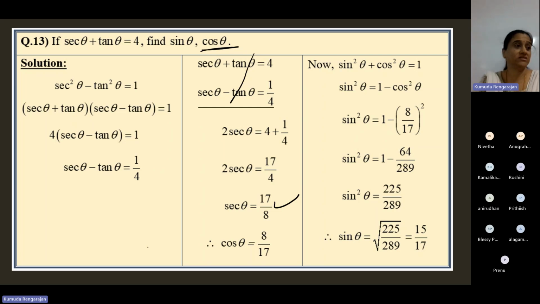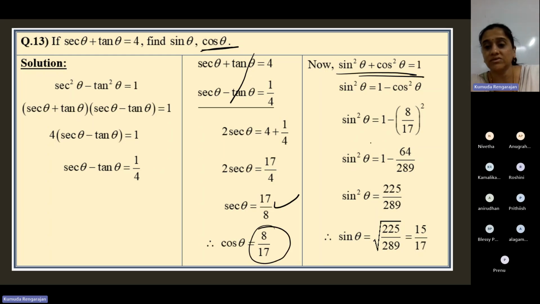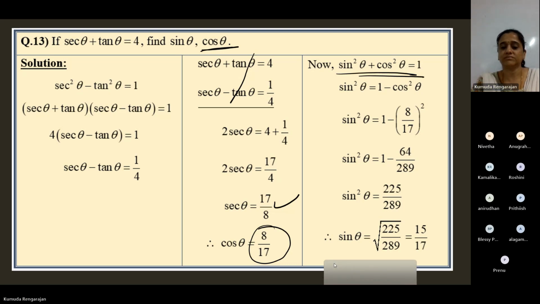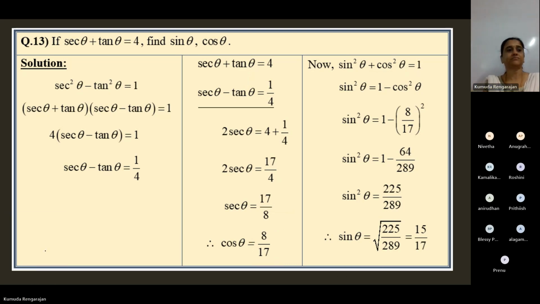Now we have to find sine theta. We know this identity, sine square theta plus cos square theta is 1. And we know cos theta is 8 by 17. So substitute and find sine theta. All right? Please go through the answer.